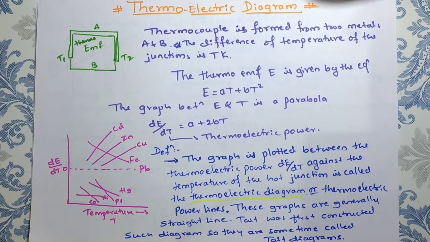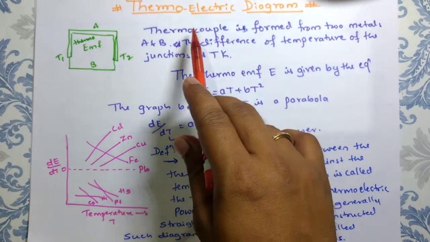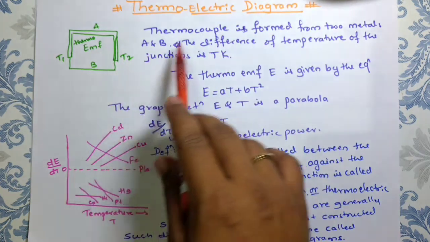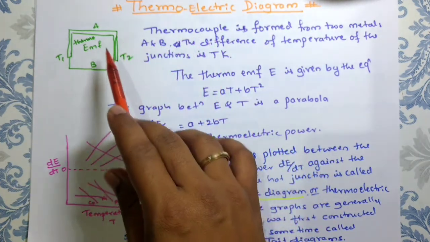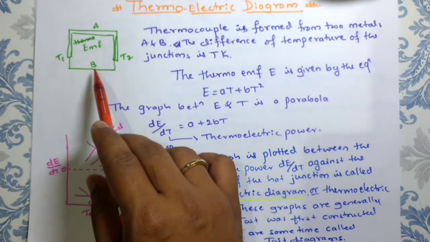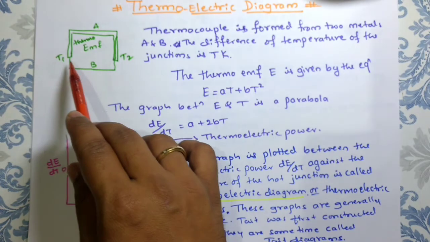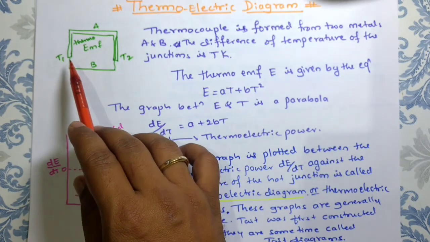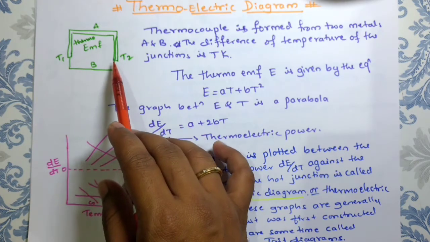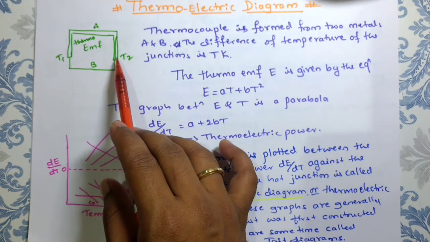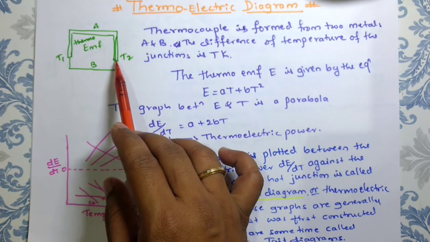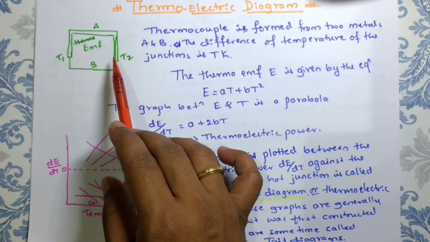In today's video lecture we are going to discuss the thermoelectric diagram. We already know that the thermocouple consists of two dissimilar metals. One I am going to take as metal A and the other as metal B, and they form two junctions. One junction is at a high temperature, and the other junction is maintained at a constant temperature. The high temperature junction we call the hot junction, and the constant temperature one we call the cold junction.